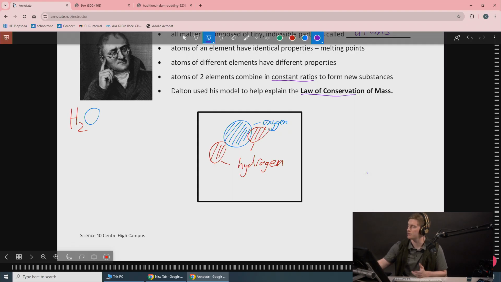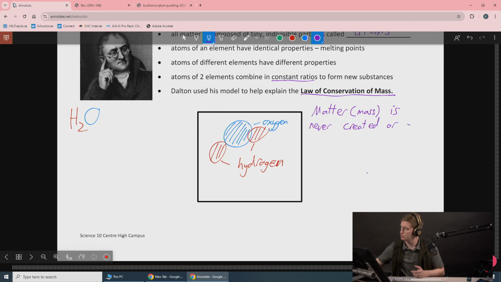Dalton's model helped explain the law of conservation of mass. Now, this law states that matter, and specifically you can say mass, is never created or destroyed in a chemical reaction. So if you think of a chemical reaction, one that maybe got you to school today is gasoline combusting in a car.